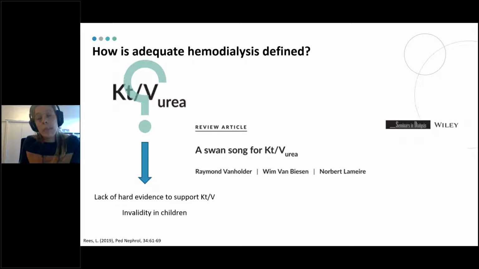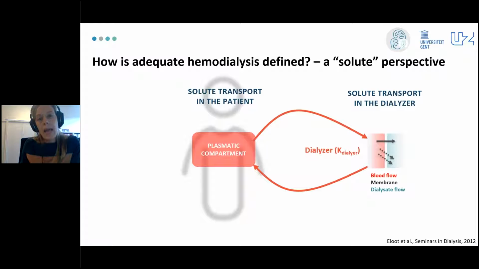How can we explain the fact that Kt/V is not really a good marker of adequate hemodialysis? To explain that, you need to understand that dialysis adequacy, from a solute perspective, is really governed by, on one hand, what is happening in the dialyzer, and on the other hand, what is happening in our patient. If we look at solute transport in the dialyzer, then we look at the blood flow, the membrane characteristics, and also the dialysate flow.